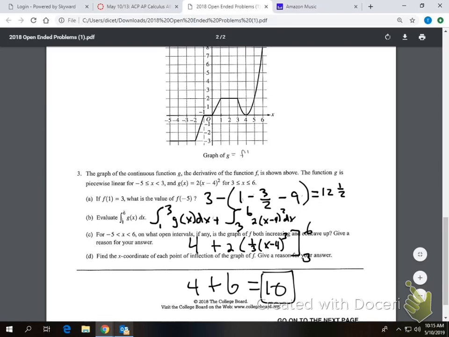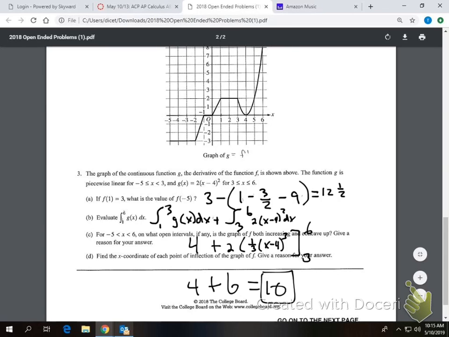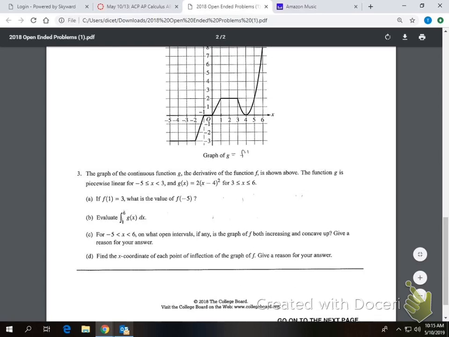I'm going to erase this. So I'm going to do this. There we go. And I can come back to it if I need to. Okay. C. From -5 to 6, the whole thing. On what open intervals, if any, is the graph of f both increasing and concave up? Give a reason for your answer.